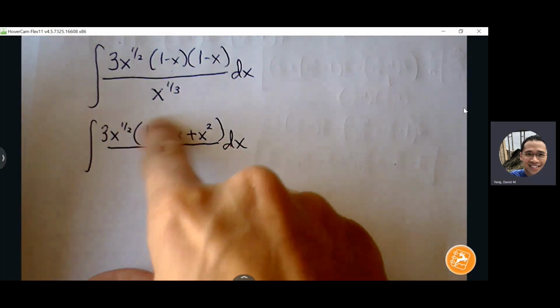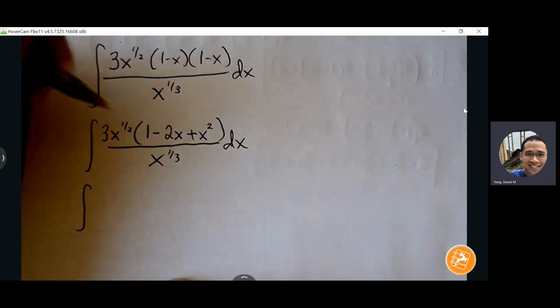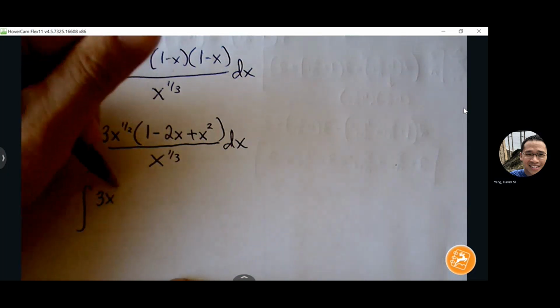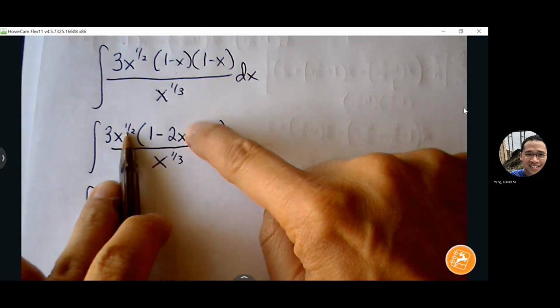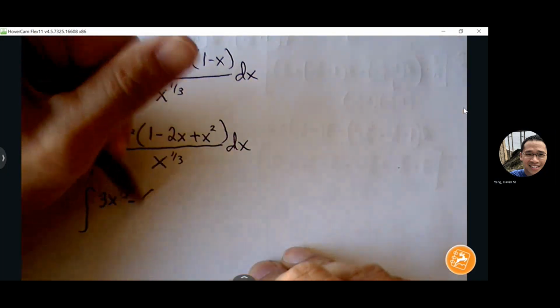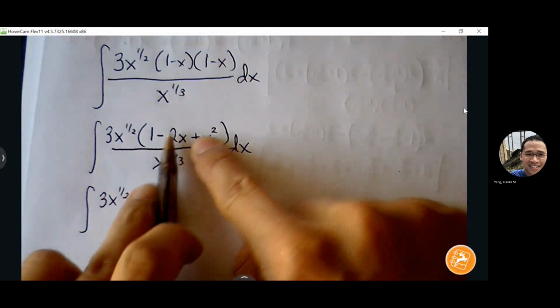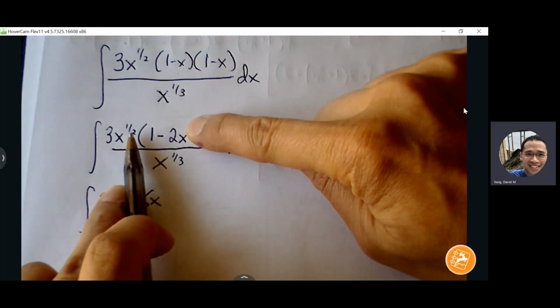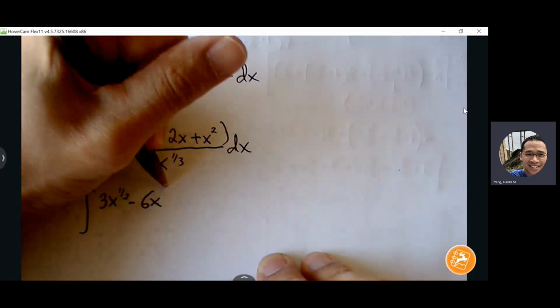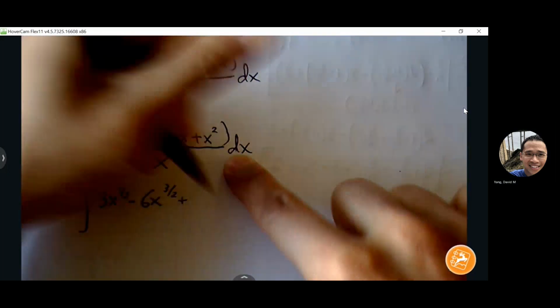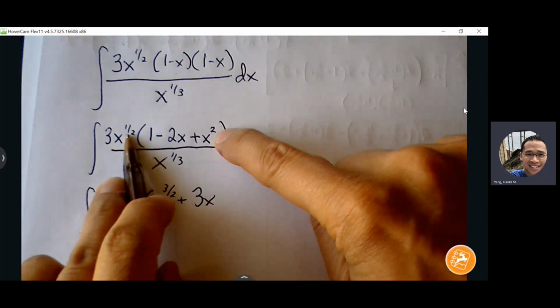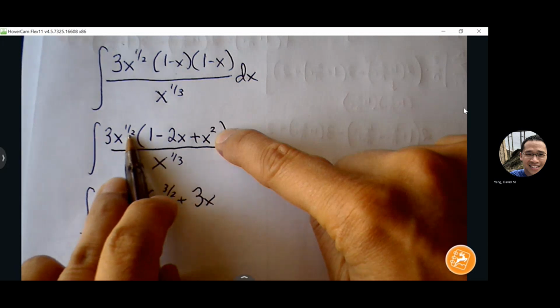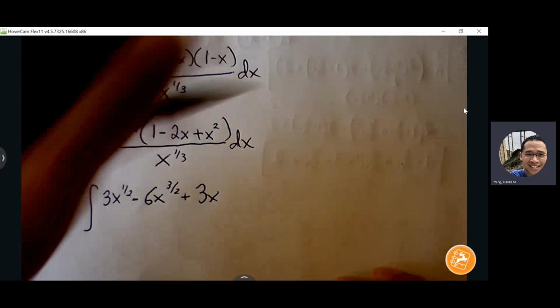Okay, distribute through. Add exponents. So 1/2 plus 1. What's my new exponent going to be? There's a hidden 1 here, right? So 1/2 plus 1 is 3/2. Distribute this 3x through to the last term. Again, I add exponents. 1/2 plus 2 is, yeah, 1/2 plus 4/2 is 5/2.